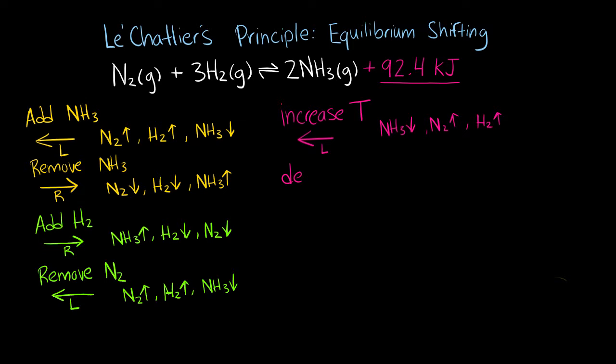If you decrease the temperature and you cool the reaction off, then you're making room for the addition of more heat, and the reaction will speed up or shift toward the right. And that's going to be a right shift. The amount of NH3 will go up. The amount of N2 and H2 will both go down. If you're trying to create as much product as possible, you would want to cool this reaction off so that it shifts toward the right.